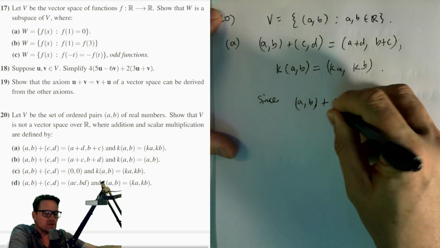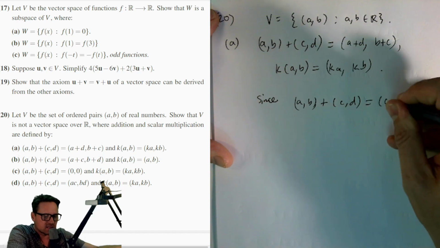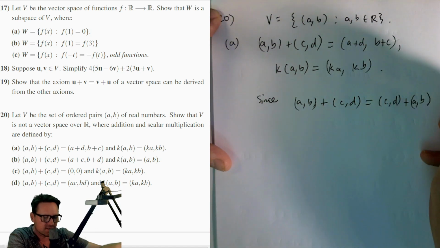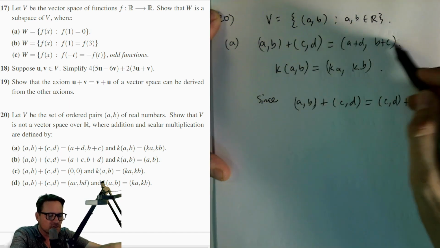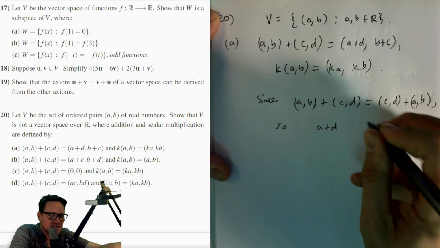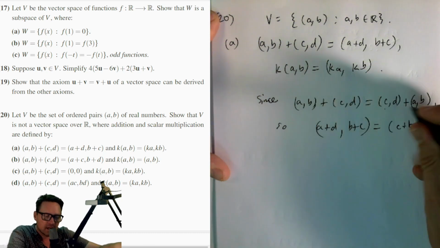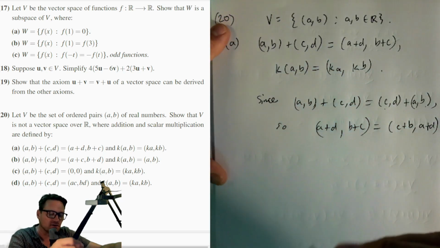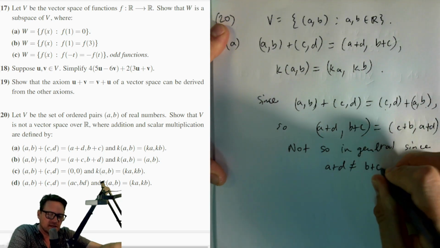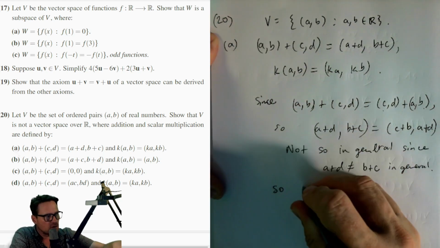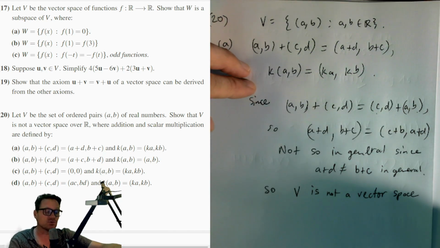Since (a, b) plus (c, d) is supposed to be equal to, by one of our axioms of a vector space, (c, d) plus (a, b). So this would say then that, given this rule, on the left we have (a + d, b + c). This is supposed to be equal to (c + b, a + d). But this is not the case in general, since a + d is not equal to b + c in general. So we get a contradiction here. So V is not a vector space for the addition and scalar multiplication rules given in part A.